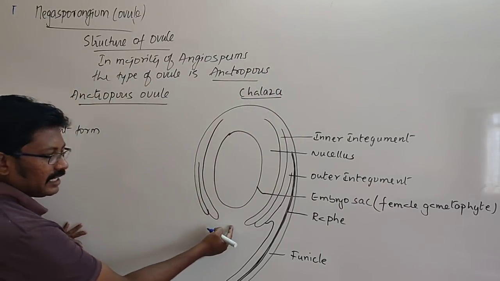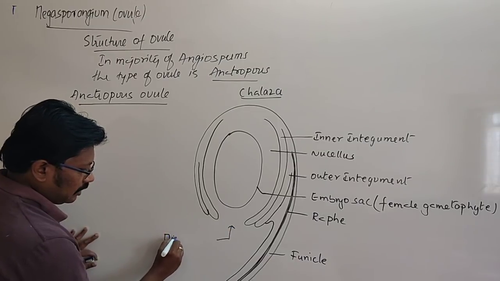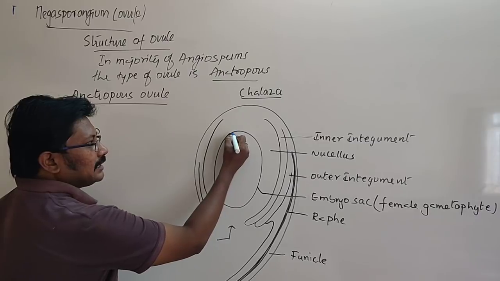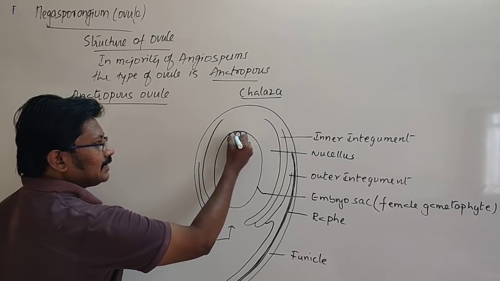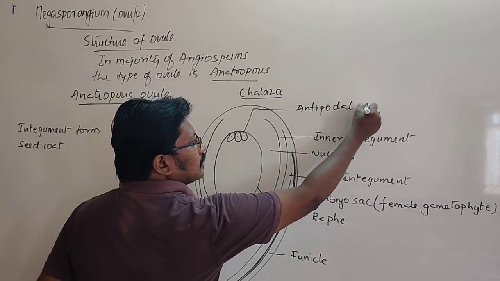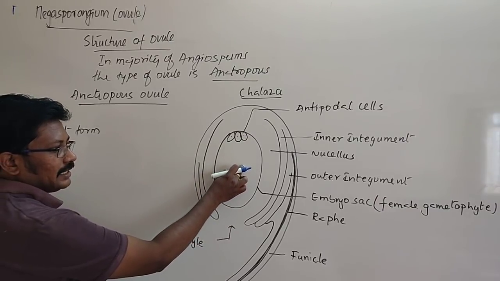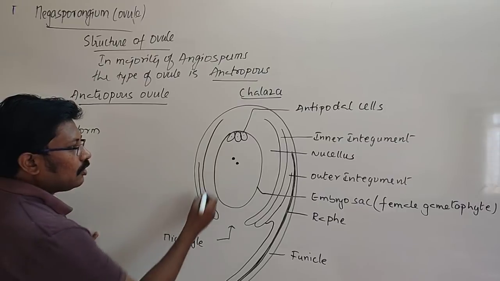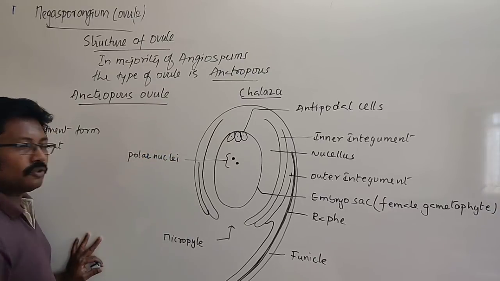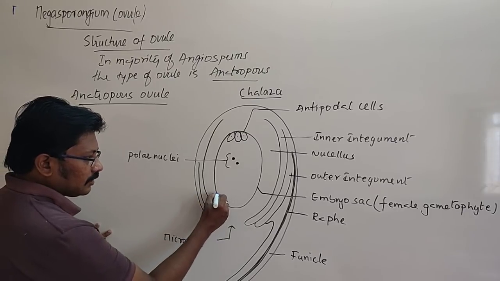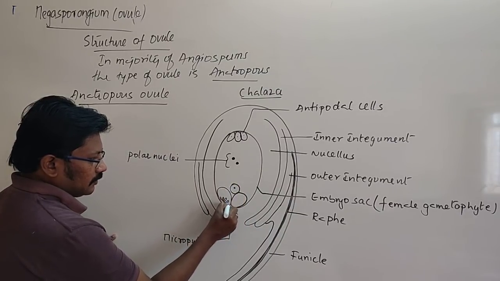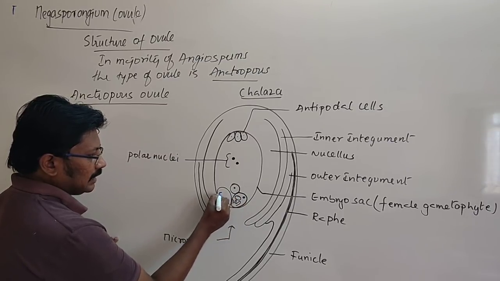Right. Now, one end of this ovule is called the chalaza. The opposite end of the chalaza, where there is an opening, is called the micropyle. Right. Inside this embryo sac, there are three cells present towards the chalaza, and these three cells are called antipodal cells. And inside the embryo sac, separately you will find two nuclei. These are called the polar nuclei. And present towards the micropyle, we have a total of three cells.